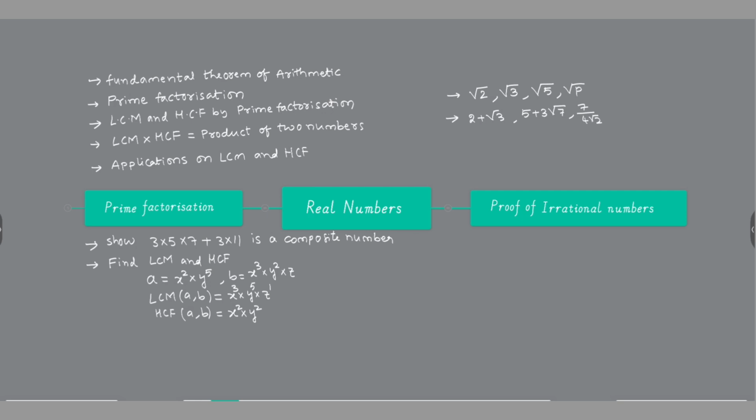In the second case, the complete rational part we will keep on one side, the irrational part on one side. At last we will get rational is equal to irrational. We say that that is a contradiction that arises because of our wrong assumption.